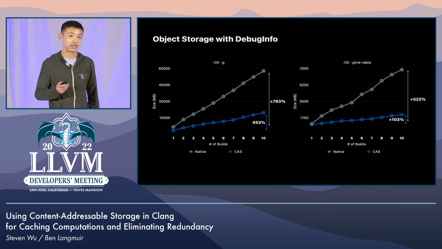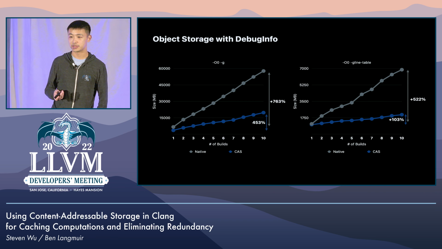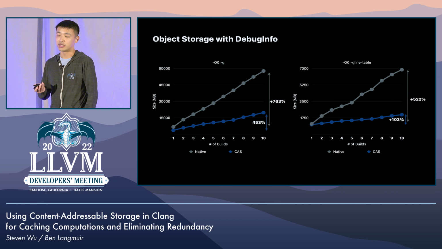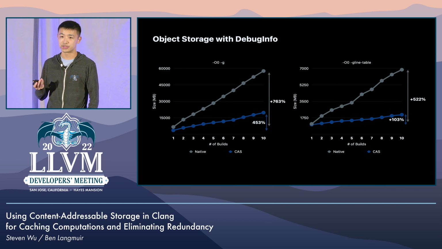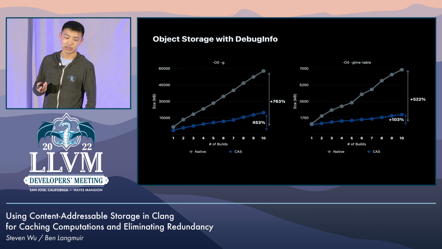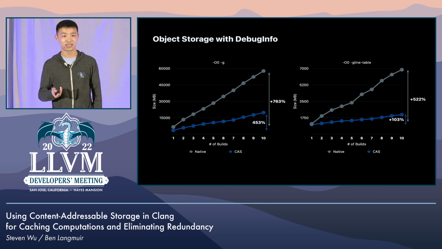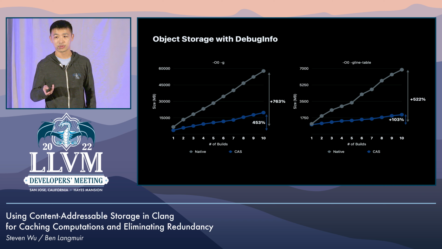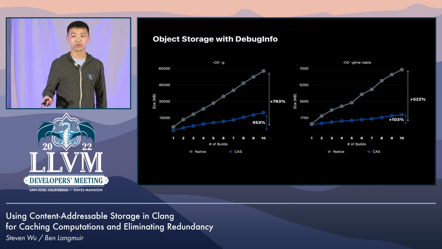Now, let's look at an optimized build with debug information. With debug information, it's expected that it's going to use a lot more storage and have a steeper growth rate. But we can see the same trend holds for the CAS object files. It really shows that the CAS object format has real-world potential for all kinds of build configurations.